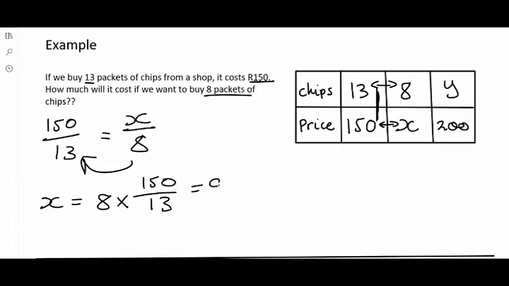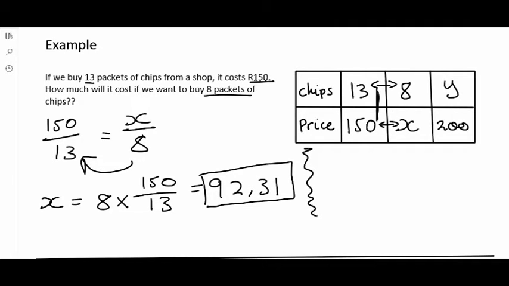And that will give me 92,31. Use your machine friend. That's why he's there. So in other words, if we wanted to buy 8 packets of chips, it would cost us 92,31 Rand. Alright, let's look at another question.